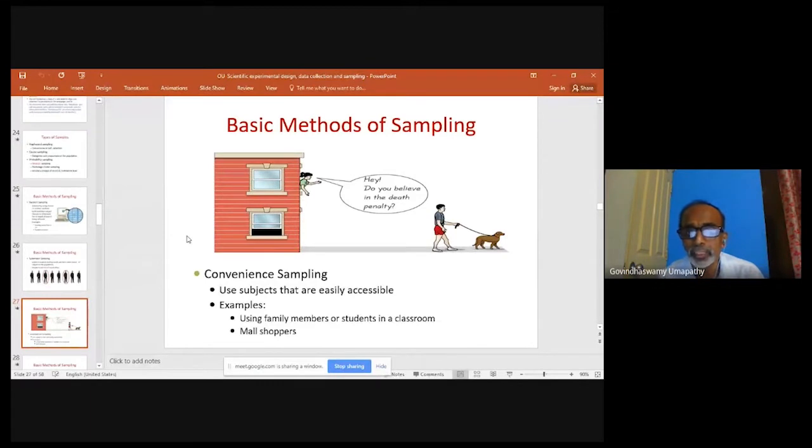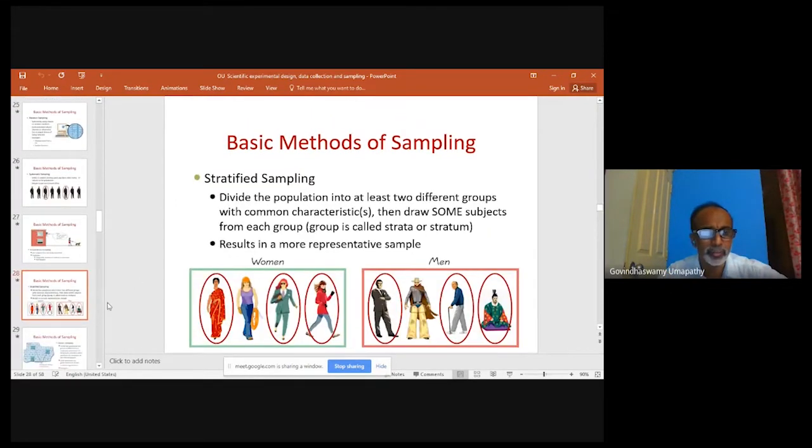Hey, do you believe in the death penalty, like that? Under some certain condition, you can ask a questionnaire to people, but it is not the right way of doing it. So you should be very careful about using sampling, especially in a particular way.